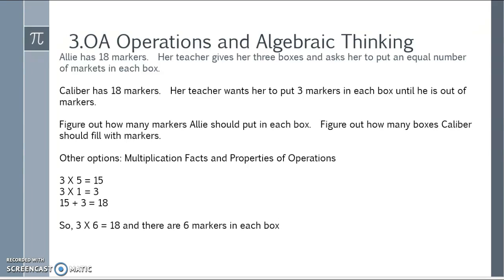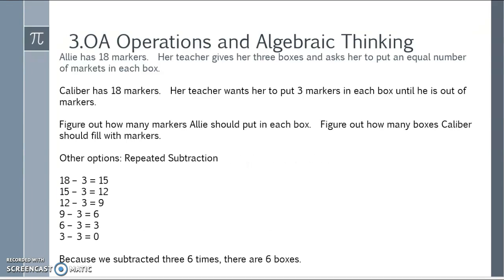That's a play on multiplication facts and properties of operations. So decomposing numbers into something that students may know more easily is acceptable. Even though 3 times 6 would be just as simple to multiply as 3 times 5 and 3 times 1, it is just a different way a student might come up with a more creative way. Another one would be repeated subtraction.